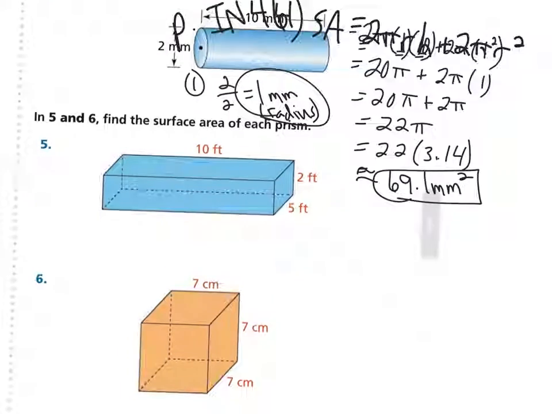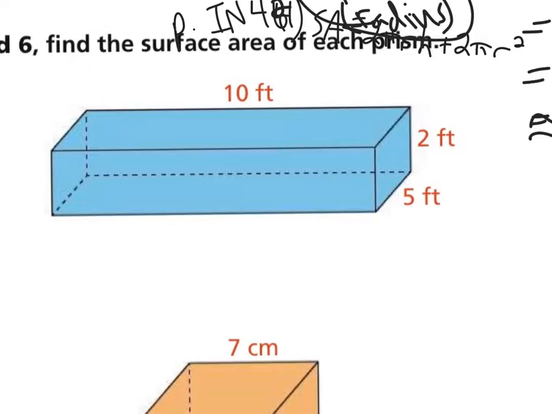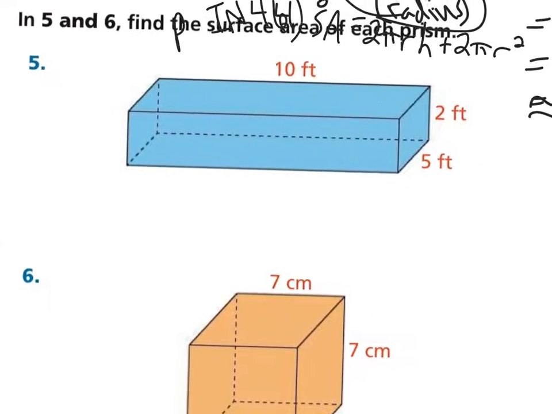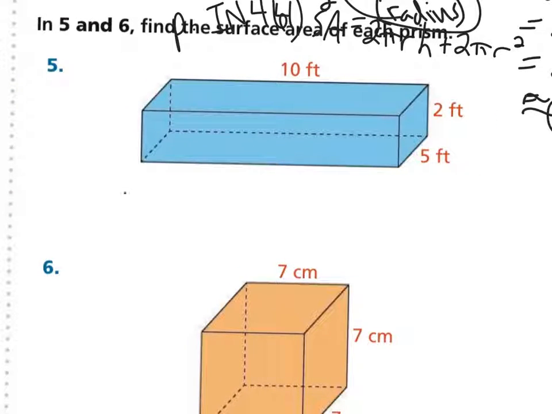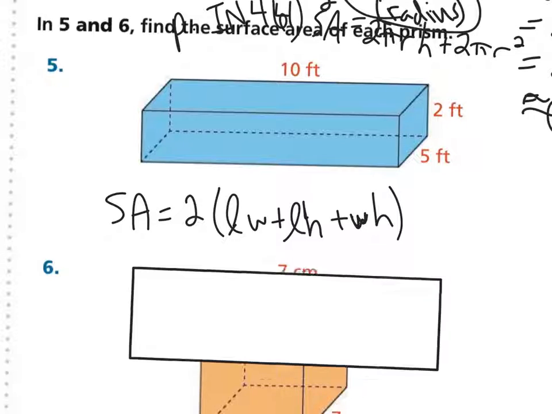If we look at our next part here, we've got finding the surface area of the prisms. So for number 5, surface area of a prism, again, if we look at our formula that's being given to us, we've got 2 times quantity length times width plus length times height plus width times height. Like we talked about before, you just need to designate what your length, width, and height are before you substitute those in to this formula.